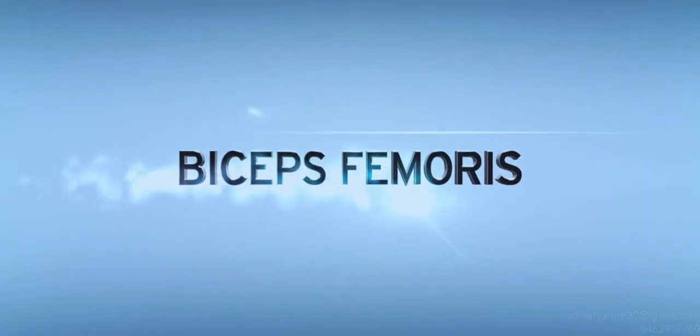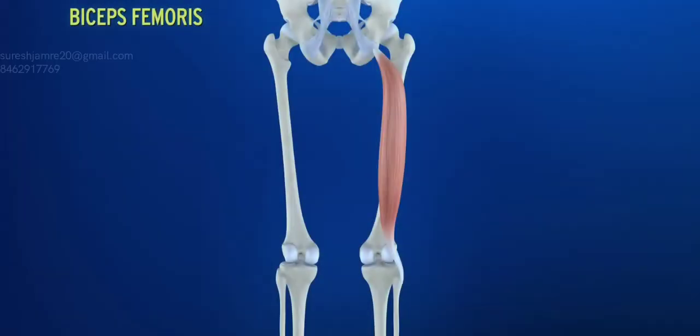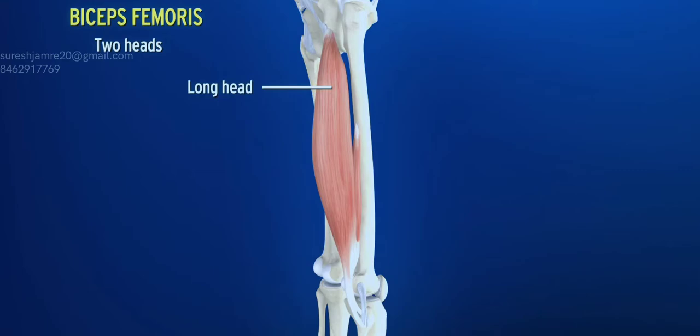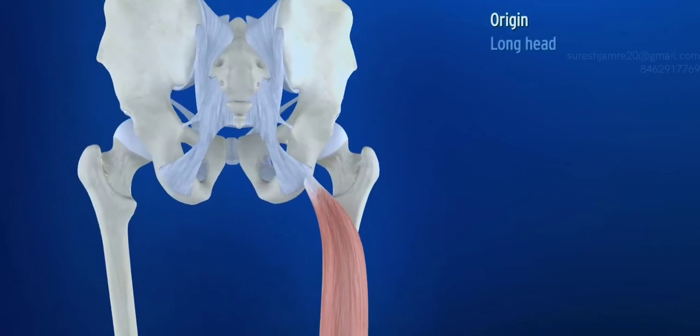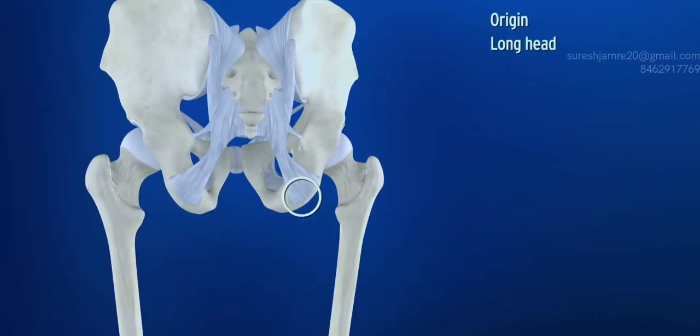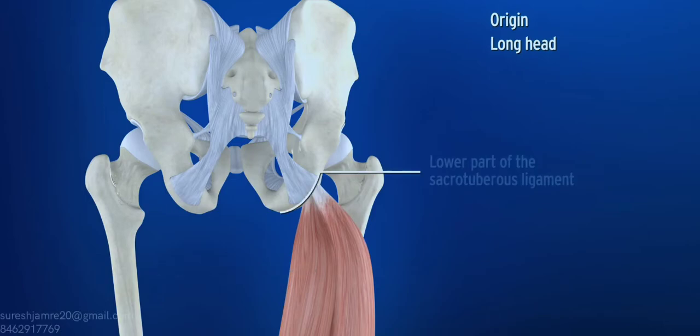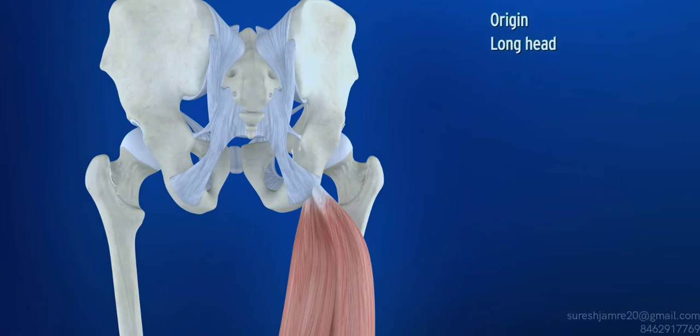Biceps femoris, as its name implies, consists of 2 heads, long head and short head. Origin, long head: it arises from lower medial impression of the ischial tuberosity in common with the semitendinosus, and also from the lower part of the sacrotuberous ligament. The sacrotuberous ligament is the morphological remnant of the long head of biceps femoris.